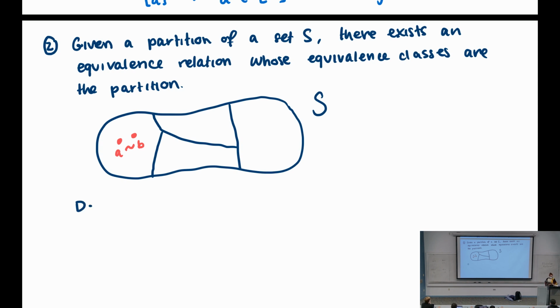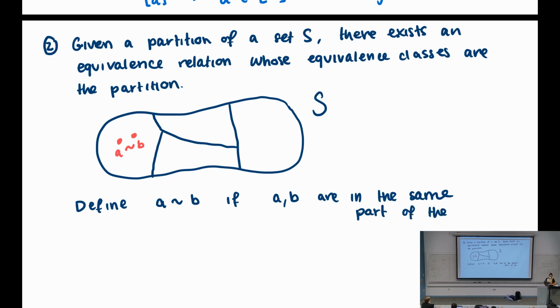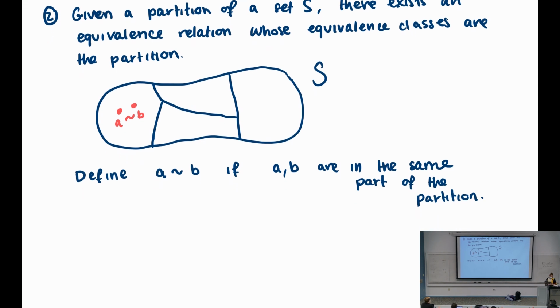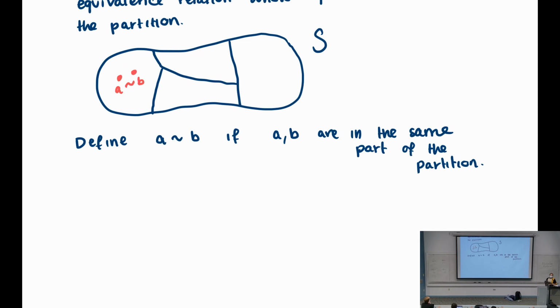Yeah. So we'll say that A is related to B if A and B are in the same part of the partition. So all this is like the dorm room equivalence relation. This is exactly the same as that. So why is this an equivalence relation?